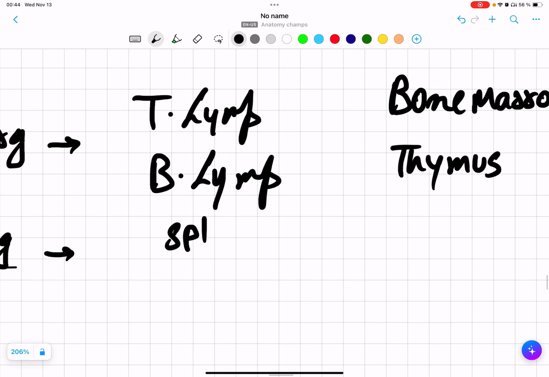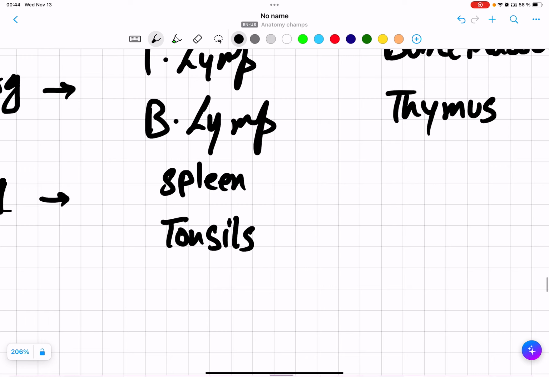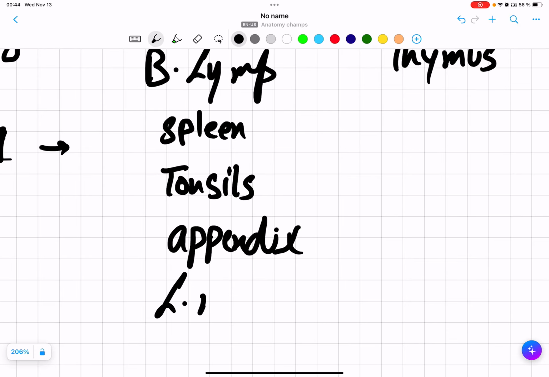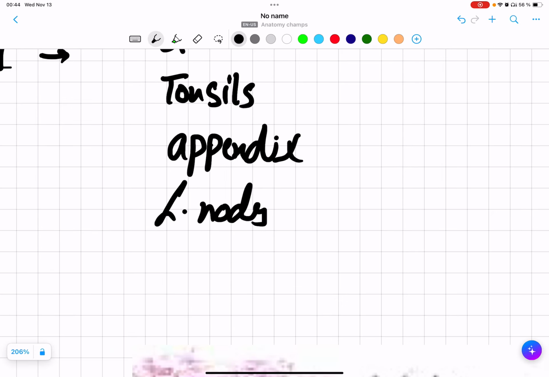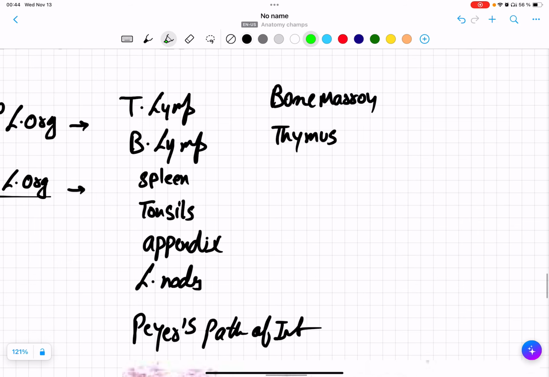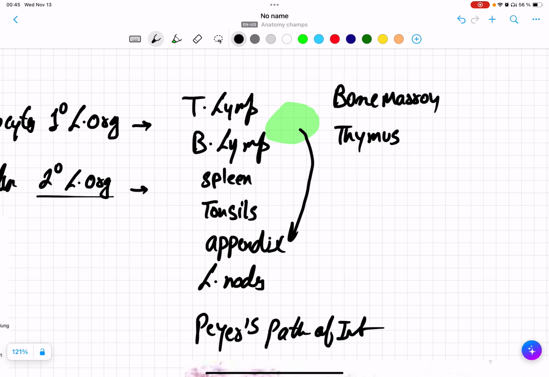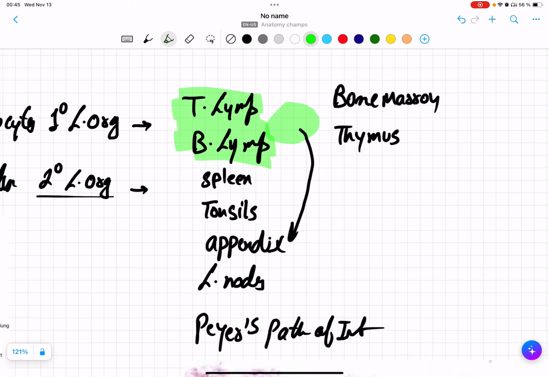For example, spleen, tonsils, our appendix, our lymph nodes. Intestine has its own lymphoid organ, which is Peyer's patches of the intestine. So these are the secondary lymphoid organs. Your lymphocytes will be produced in the primary organs and they will perform their phagocytic activity or whatever kind of activity in the secondary lymphoid organ. It means T lymphocytes and B lymphocytes will be formed in the primary organs, and in the spleen, tonsils, appendix, they will fight.